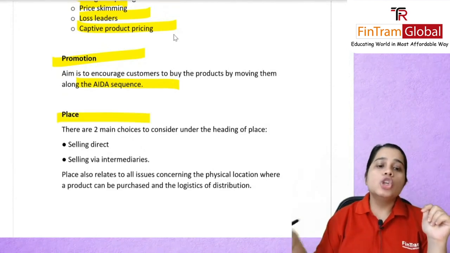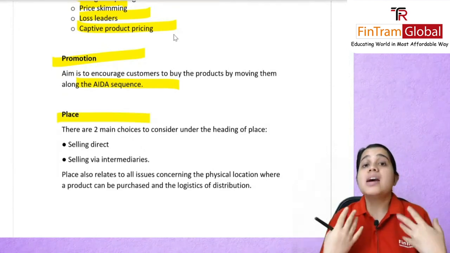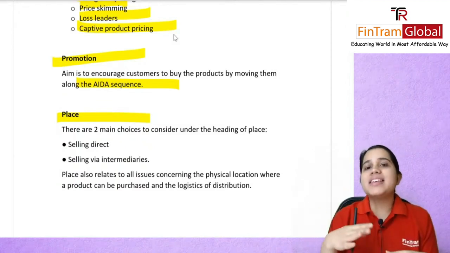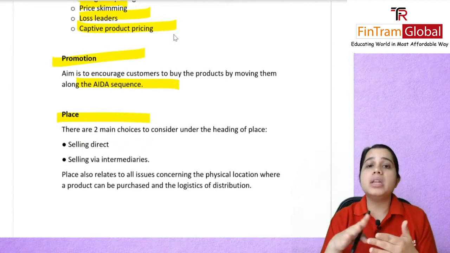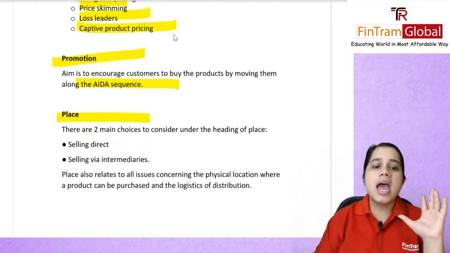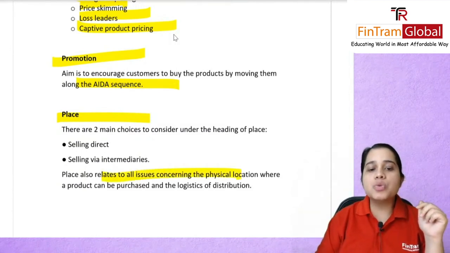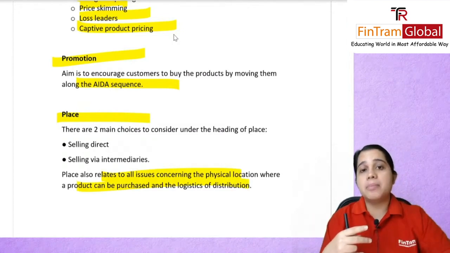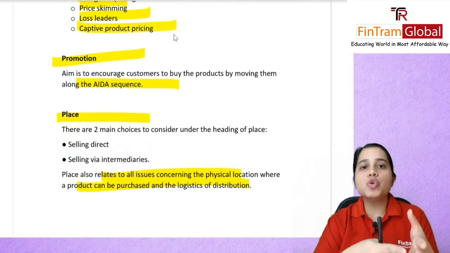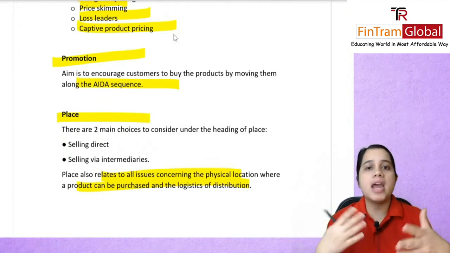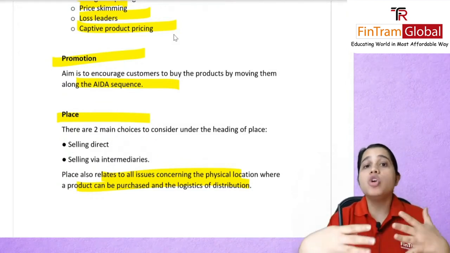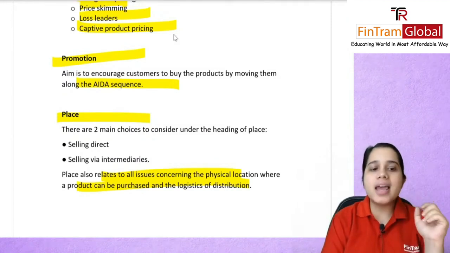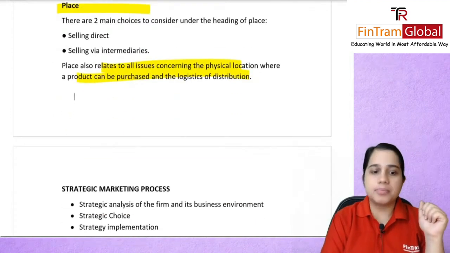Then place. Two main choices which you will consider: whether you want to sell directly to your customers or sell indirectly, that is, through intermediaries, wholesalers, retailers. And place will also relate to any issues regarding your physical location. Maybe how people can buy, from where? Whether I go to a supermarket or I go online, and how are you distributing, or what are your logistics? How will this product reach your customers? All that will be covered under your place.